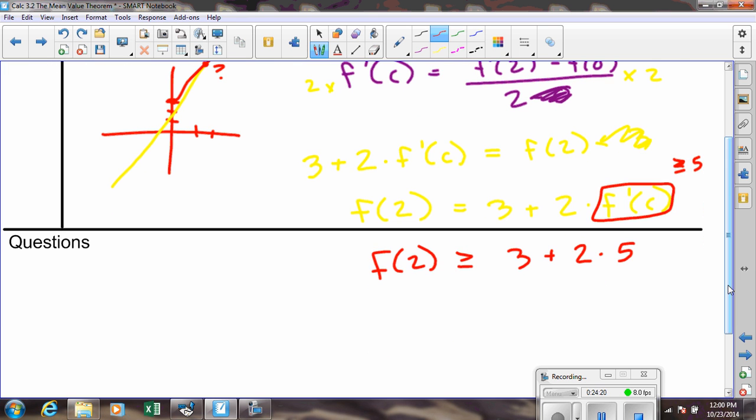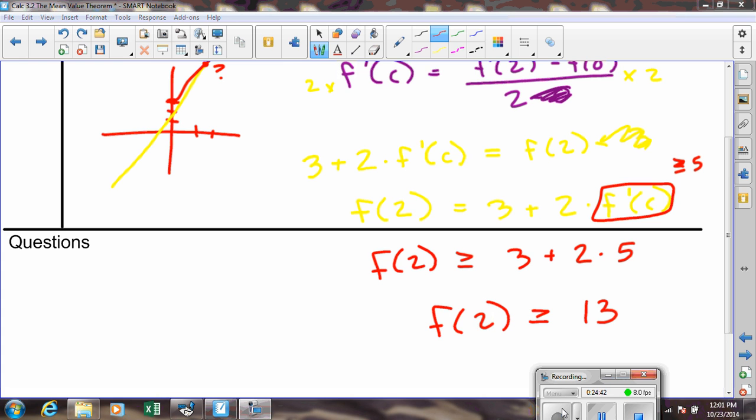So crunch some numbers. 3 plus 10. This height has to be at least 13. No other way around it. We have no equation, we have no graph, but we still know that this height is bigger than 13.